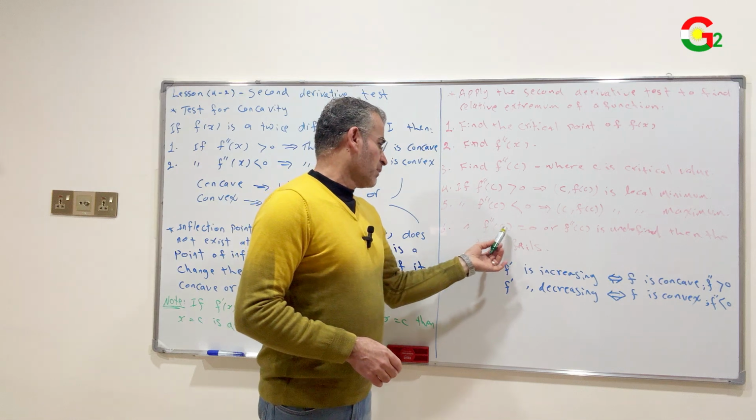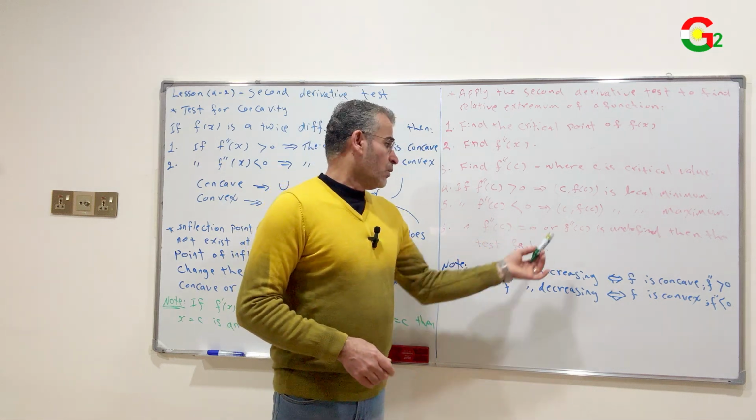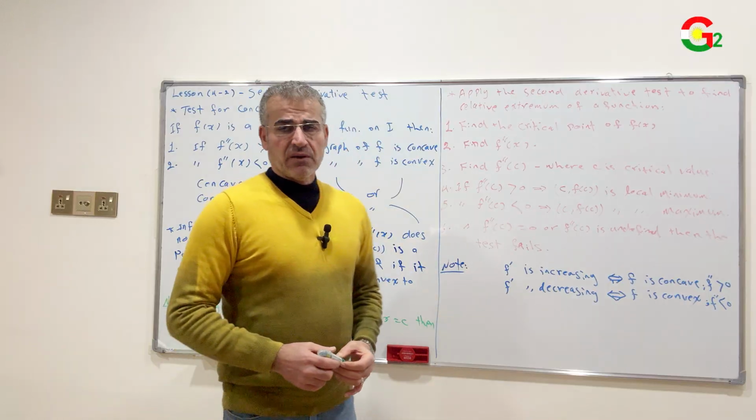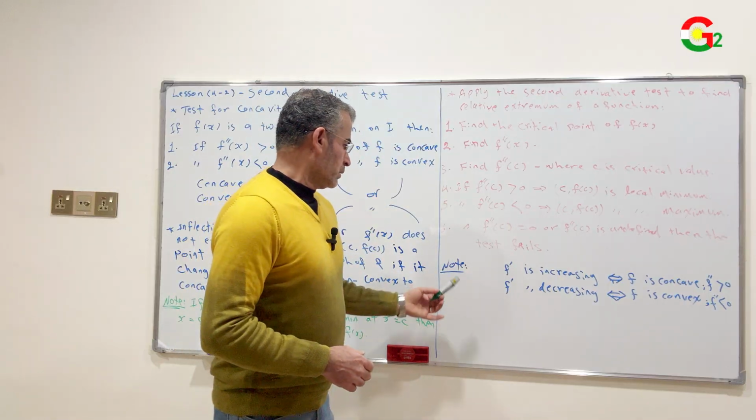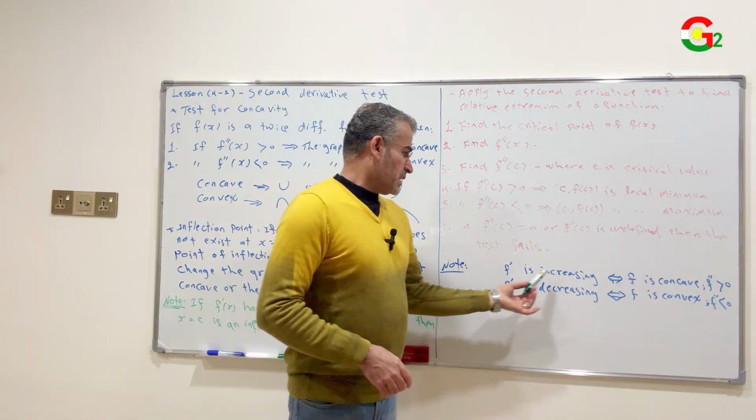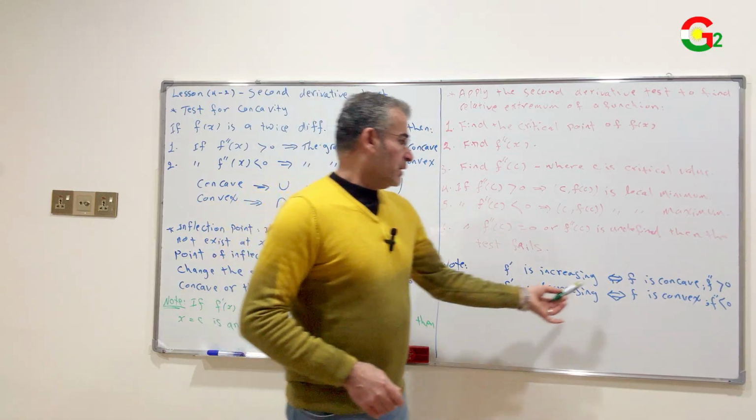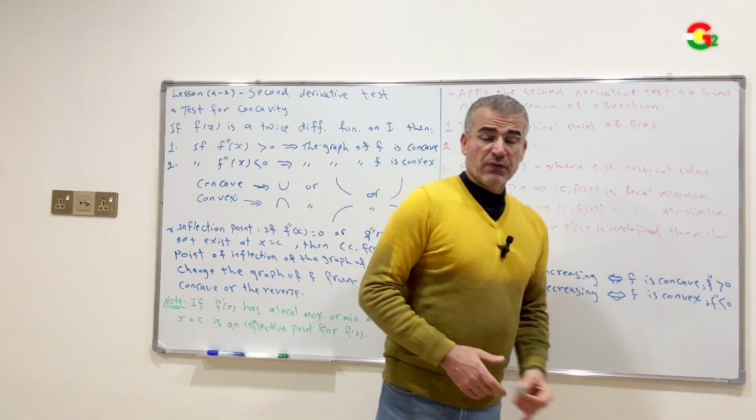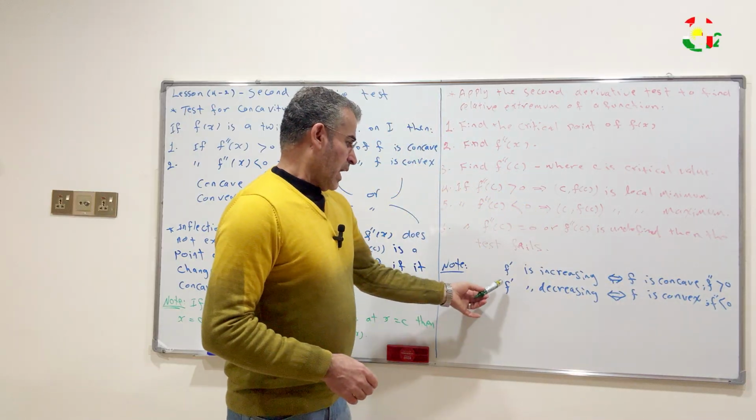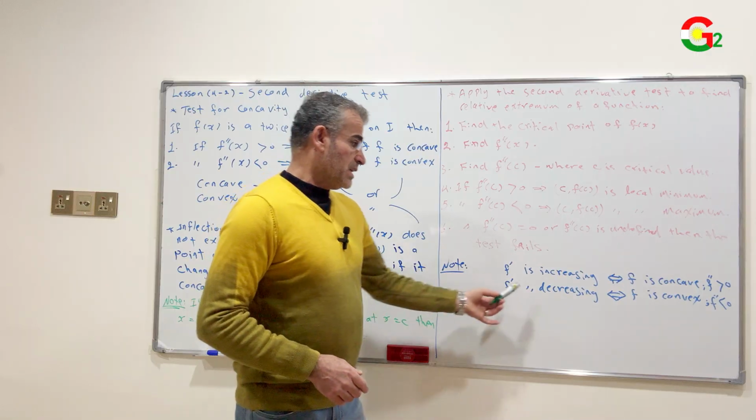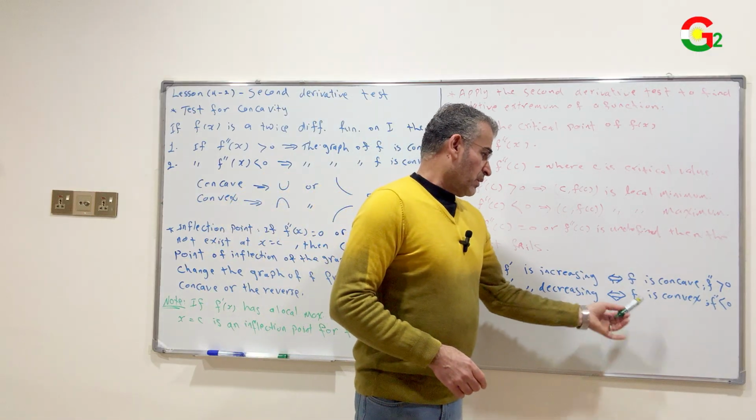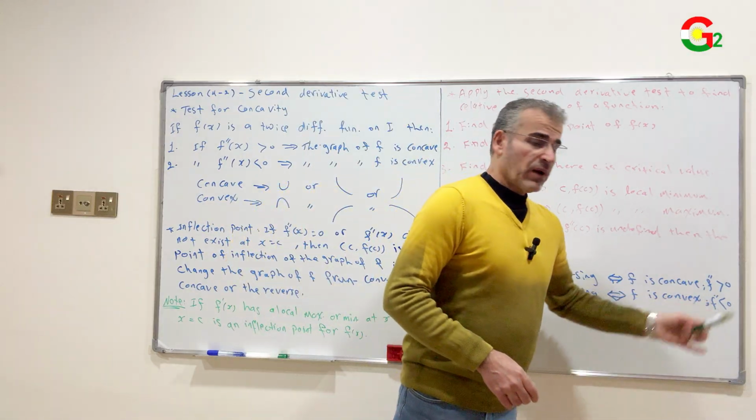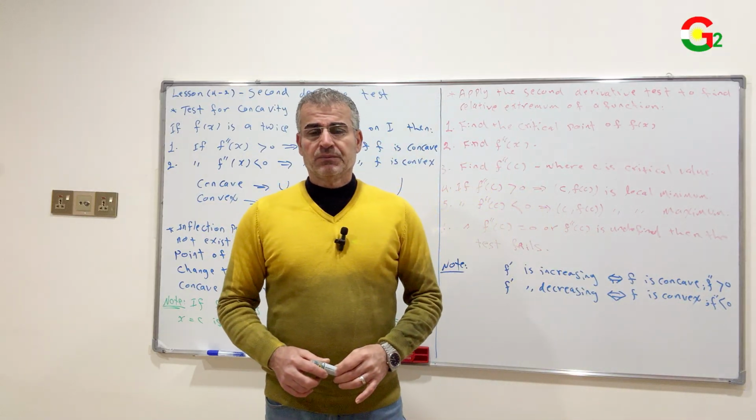And if f double prime of c is 0, or f double prime of c is undefined, then the test fails. Note, f prime is increasing if and only if f is concave. That means f double prime of x is greater than 0. And f prime is decreasing if and only if f is convex. That means f double prime is less than 0.